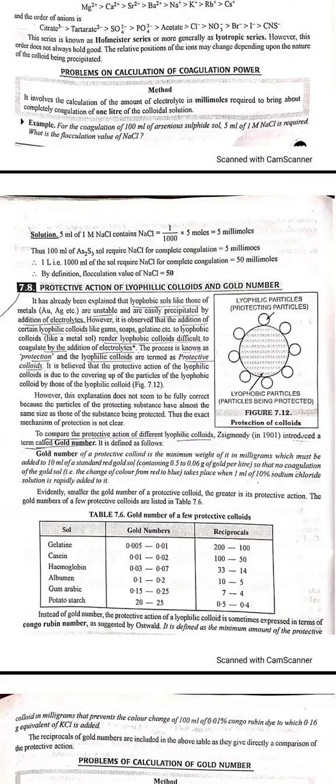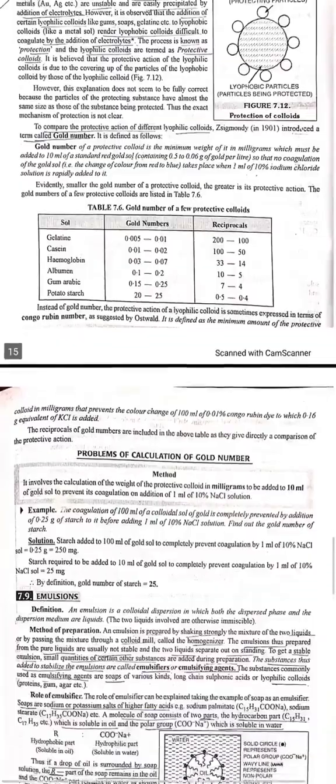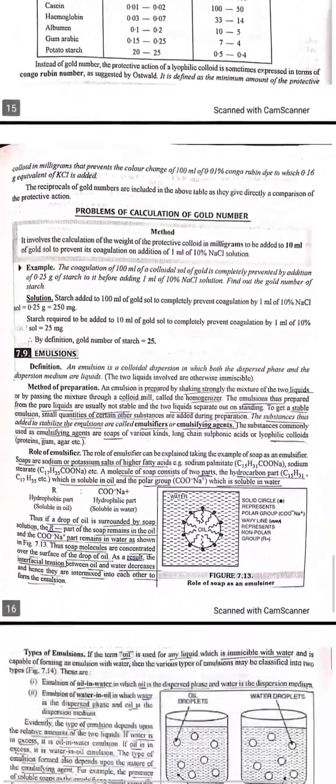Instead of gold number, the protective action of lyophilic colloids is sometimes expressed in terms of Congo-Rubin number, as suggested by Ostwald. It is defined as the minimum amount of the protective colloid in milligrams that prevents the color change of 100 ml of 0.01% Congo-Rubin dye, to which 0.16 gram equivalent of KCl is added. The reciprocals of gold numbers are included in the above table, as they give directly a comparison of the protective action. Now our last topic is emulsions.